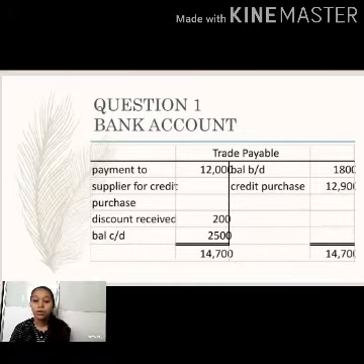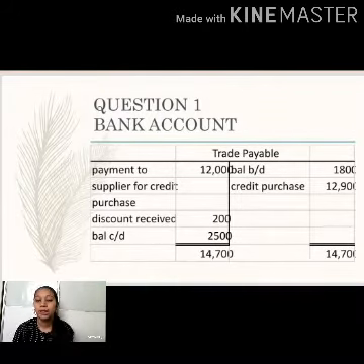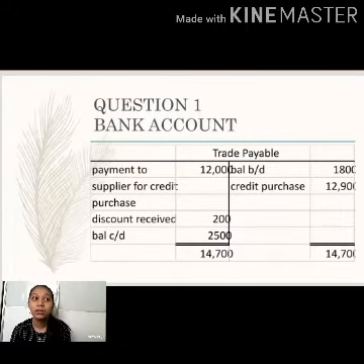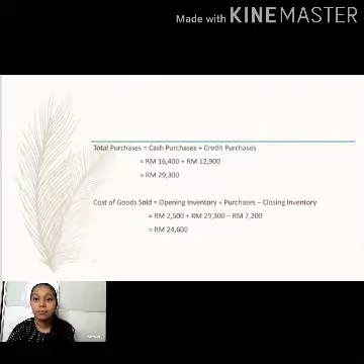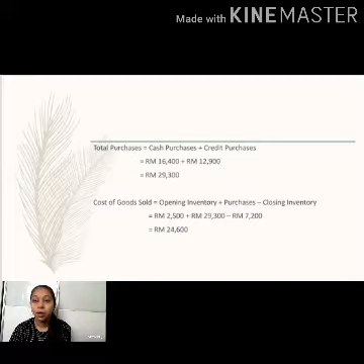On the debit side, there is also a purchase discount received 200. And at the credit side, there will be credit purchase. The way to get credit purchase is the amount of debit side minus the amount of credit side. So the total of credit side and debit side will be 14,700. Total purchase equals cash purchase plus credit purchase. So 16,400 plus 12,900, so we got 29,300. So that will be the total purchase.